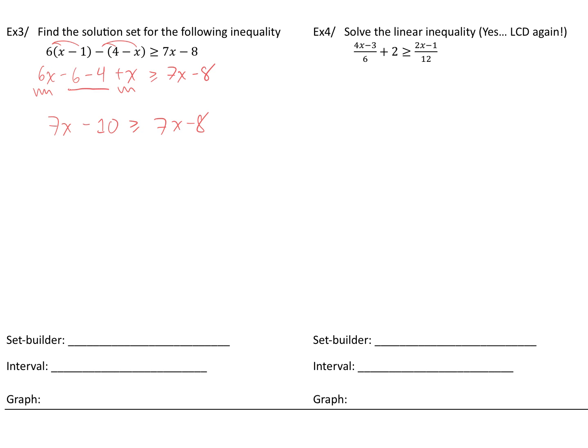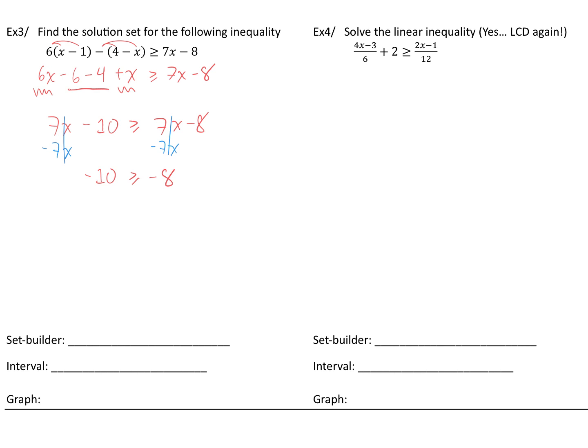Y'all see what's going to happen here? Oh no. Get all the variables on the left side, so I'll subtract 7x's because that's what's on the right. All of this cancels out. -10 is greater than or equal to -8. Uh-oh. All right, what's going on here?